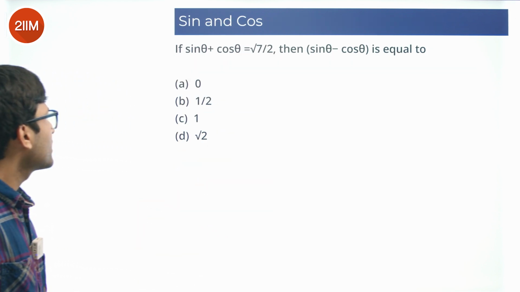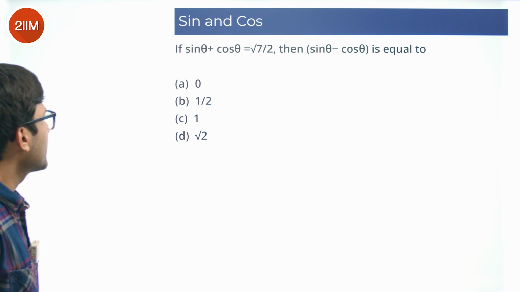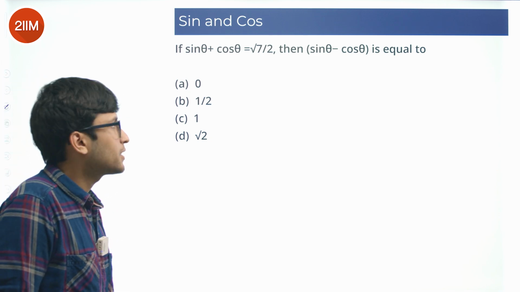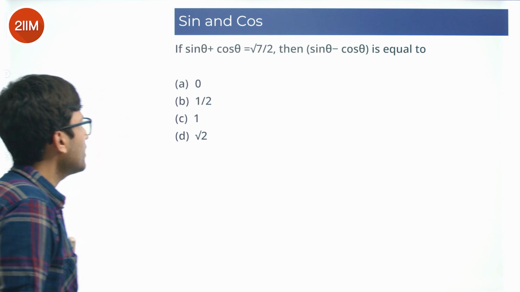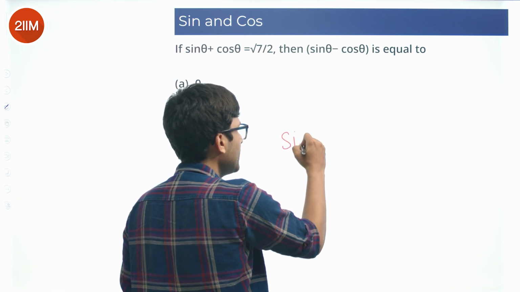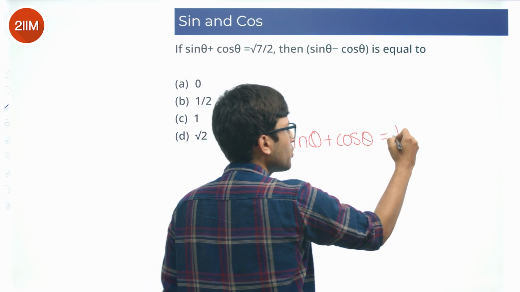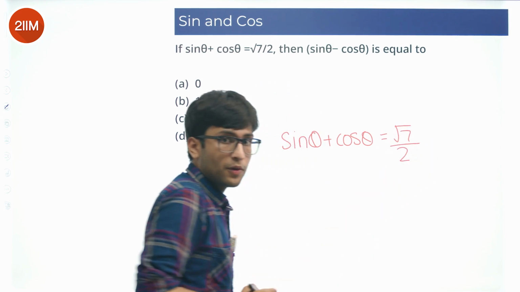Let us try solving this question on sine and cos theta. If sine theta plus cos theta is root over 7 by 2, then what is the value of sine theta minus cos theta? Okay, so this is the question. First of all, what they have given me is sine theta plus cos theta is equal to root over 7 by 2.